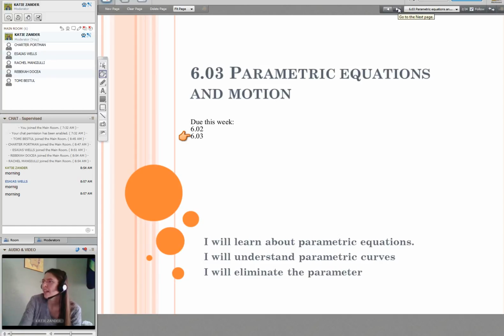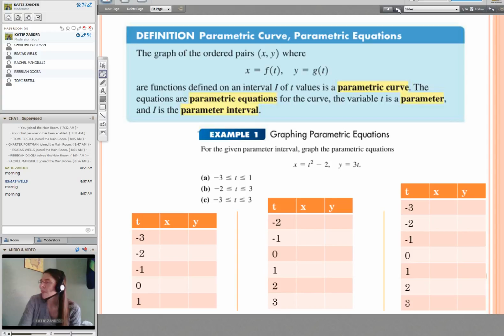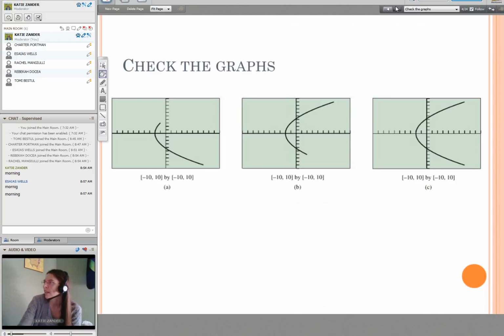We're good to go. Okay, then remember we were talking about parametric equations. So parametric equations, we have an x equation and a y equation where t is our variable. And we choose numbers for this independent variable, and we substitute that into our x and y to get some ordered pairs and create our graphs.